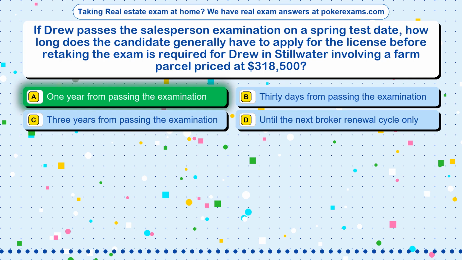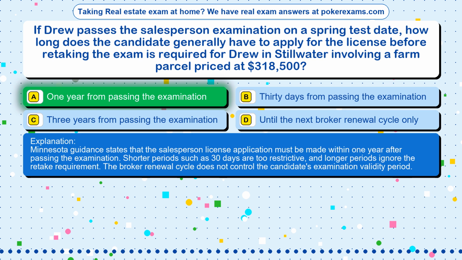The correct answer is option A, 1 year from passing the examination. Minnesota guidance states that the salesperson license application must be made within 1 year after passing the examination. Shorter periods such as 30 days are too restrictive, and longer periods ignore the retake requirement. The broker renewal cycle does not control the candidate's examination validity period.